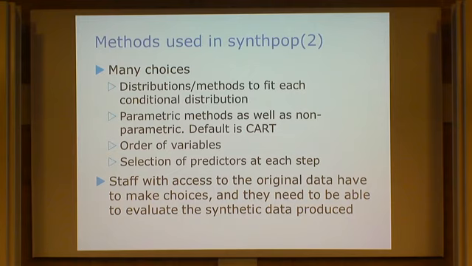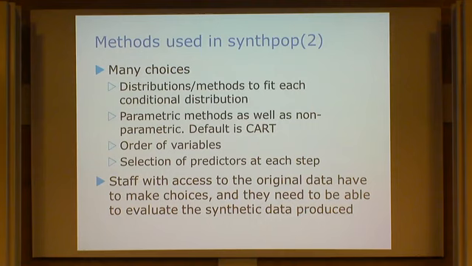We can choose the distributions to fit to each conditional distribution, usually the same more or less, but we can do it individually. In particular, we can choose parametric methods as well as non-parametric methods, and our default is the CART method, and I'll be showing later on that we found that works really well. The order of the variables makes a difference, and we can choose the selection of predictors for each conditional distribution.